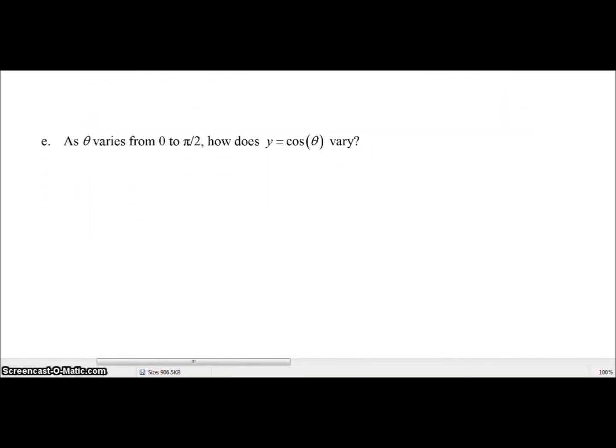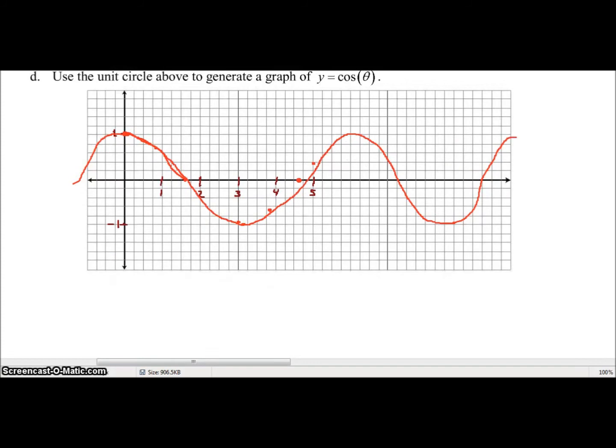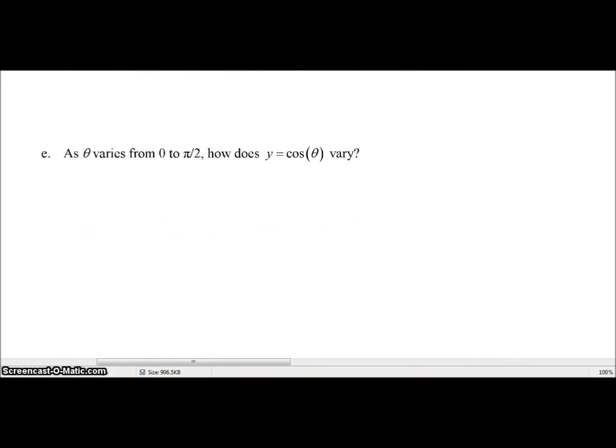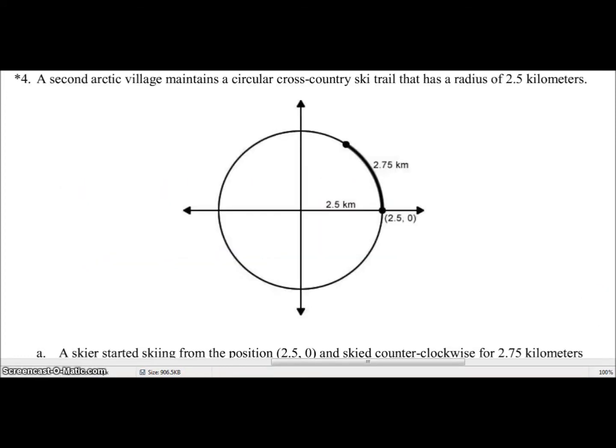As theta varies from 0 to pi over 2, how does y equal cosine of theta vary? So notice here as we go from 0 to pi over 2, we decrease at a decreasing rate, just like with the sine function from pi over 2 to pi. That tells us that we're concave down.